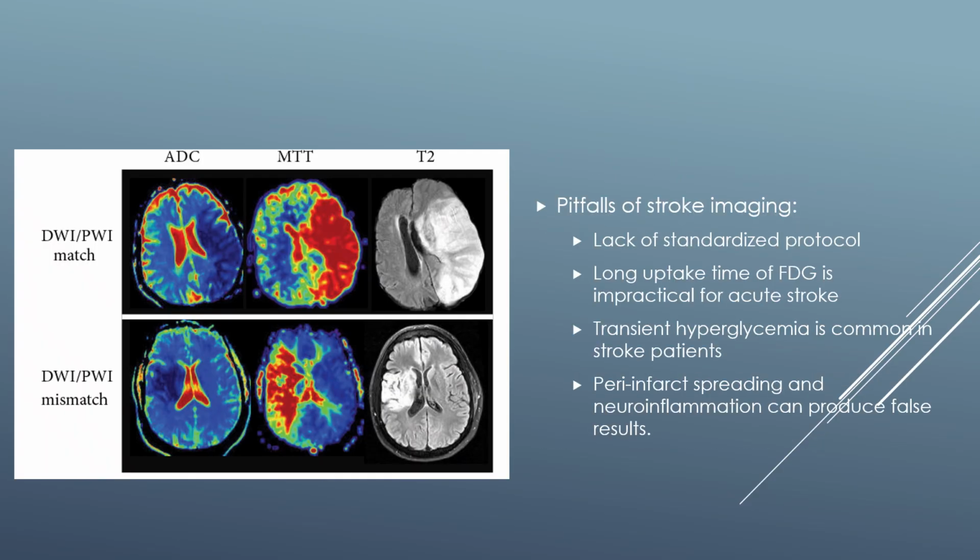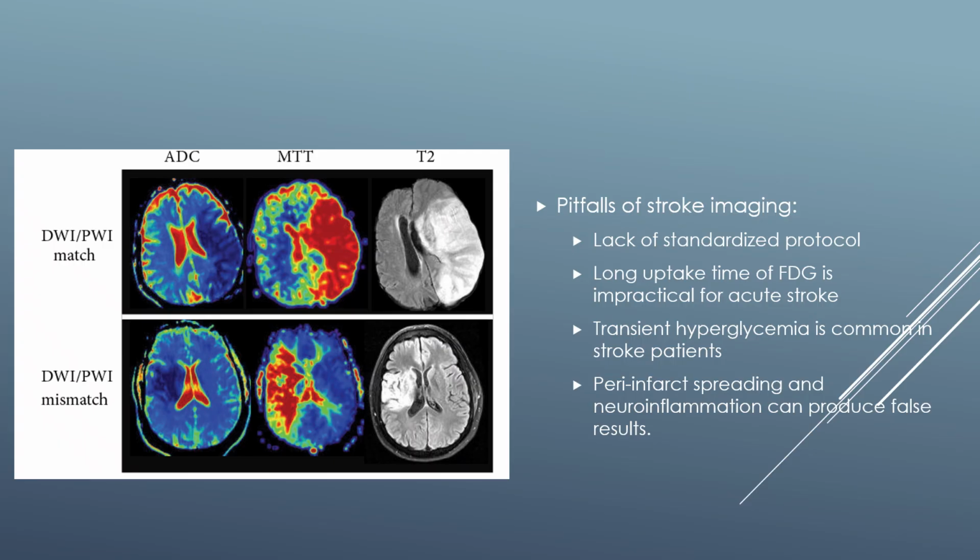So, like I said, there's pitfalls. One of them is a lack of standardized protocol, knowing exactly when in the stroke process the FDG is best and how to image them. Another is the long uptake time for FDG. It's not good for an acute stroke. And I mean, think about it. They have CTs with stroke protocols that the patient can be done in 5 to 10 minutes.